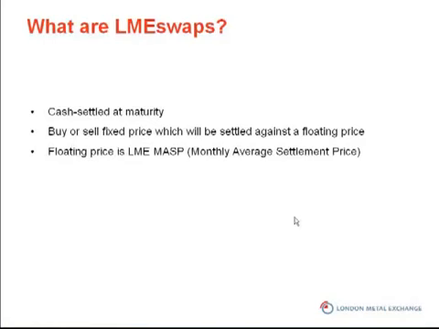So what exactly are LME swaps? Well, they are a two-part cash settle contract which fixes one side, known as the fixed price, either as a purchase or sale, and cash settles that against a floating price, which will be the LME monthly average settlement price for the relevant month. So a buyer of an LME swap would buy at the fixed price and cash settle against the floating price at the end of the prompt month, and the seller of an LME swap would sell at the fixed price and cash settle against the monthly average settlement price.